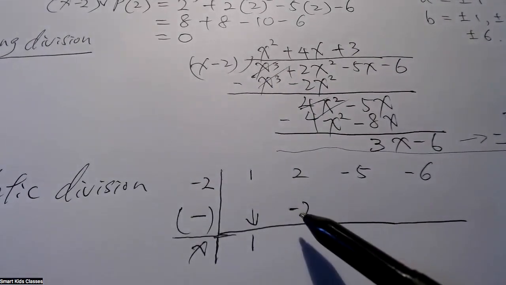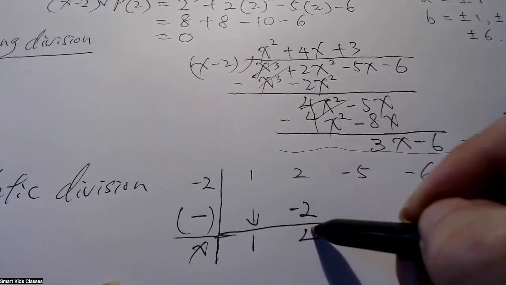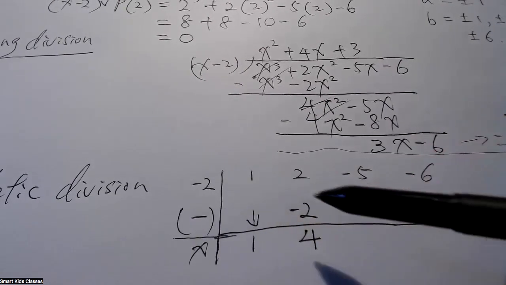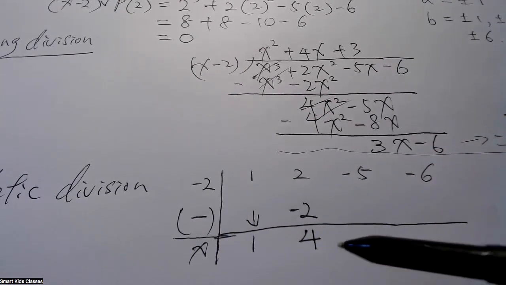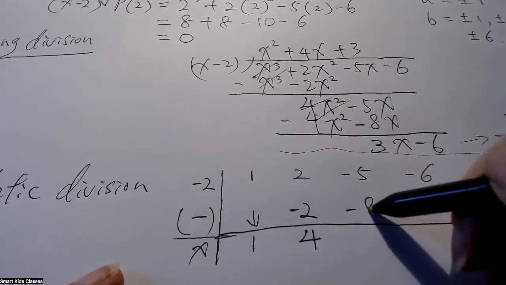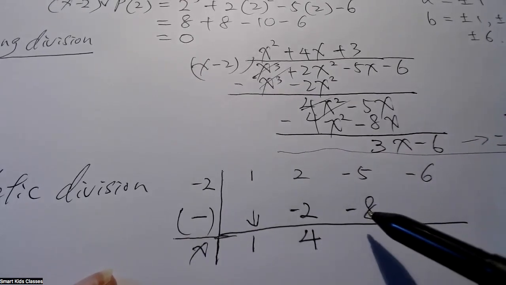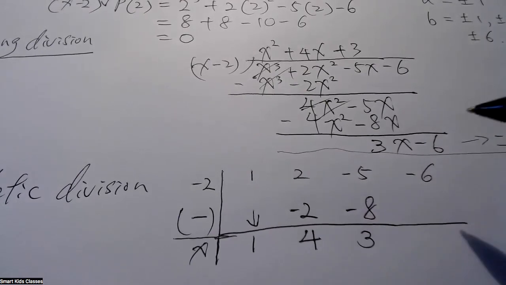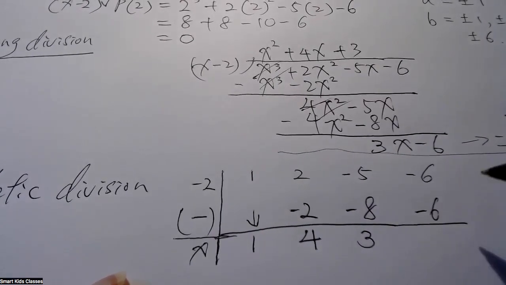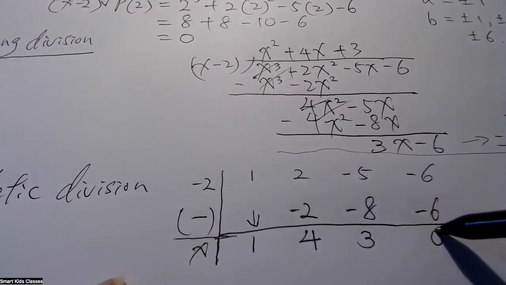So minus minus, you get 8. So you get a 4 here. Negative 2 times positive 4, we get a negative 8. Minus minus is the 8, we get the positive 3. Now negative 2 times 3, we get negative 6. And subtract, you got 0 here.